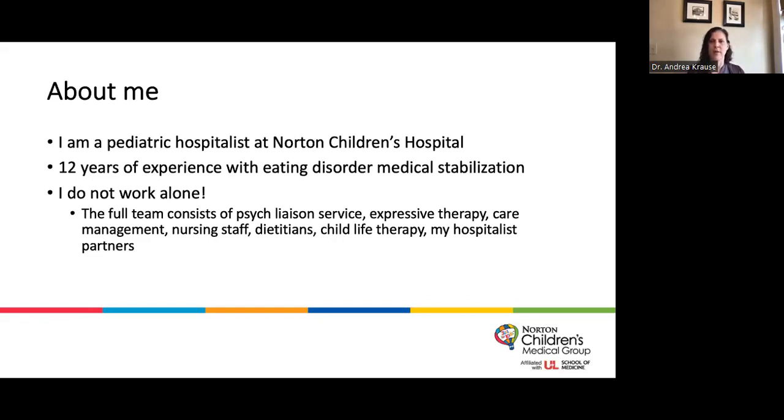And so at the time, I don't like to not know how to approach a patient and take care of a patient. I thought it sounded interesting and decided to take that on. And now 12 years later, I had no idea that this would explode the way it has, especially in the last 2 years. But just a comment to say that I do not work alone, and the full team of providers that helps to take care of these very intense patients consists of our psych liaison service, our expressive art therapy, our child life department, care management, our nursing staff, dietitians, my hospitalist partners more and more, as well as the families that we take care of.